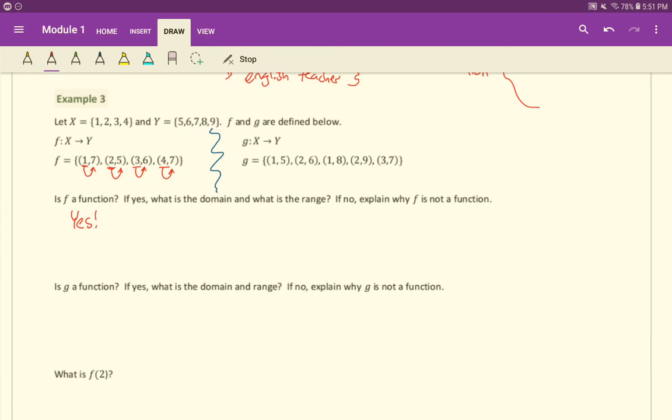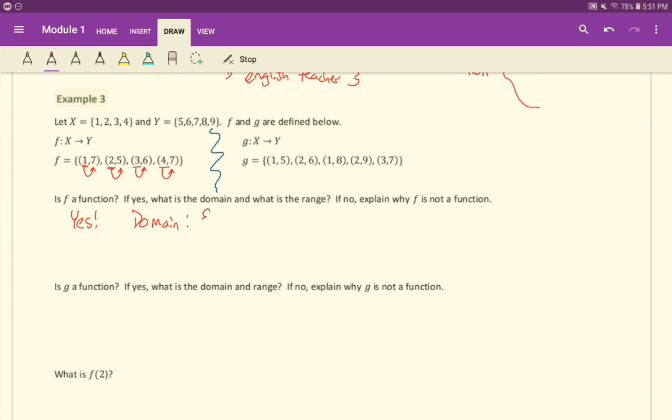What is the domain and what is the range of this function? So domain, remember, describes the x value. Looking at our ordered pairs here, pause the video and go ahead and list the domain, or in other words, list all the x values, and then do the same thing for the range. Okay, so hopefully you paused the video and had a chance to do that. If not, do that now, and I'm going to go over the answers here.